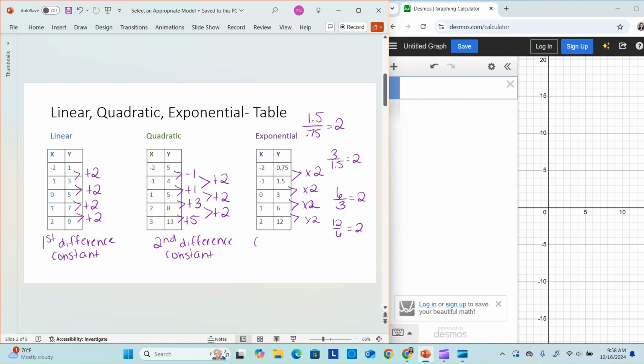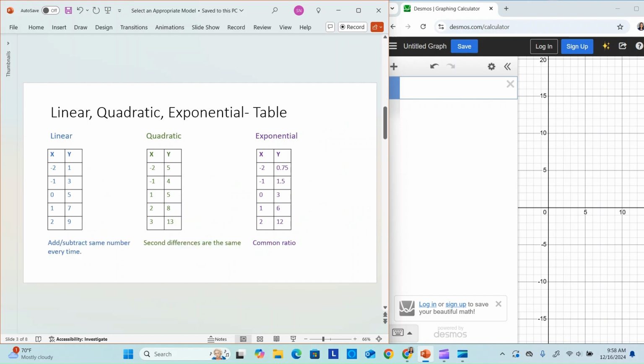So what happens in an exponential function is you have something called the common ratio, and that's what you'll see in those y values. You'll see three different patterns when you're looking at linear, quadratic, and exponential functions. Just to summarize, in a linear, you'll be adding or subtracting the same number every time. Quadratic, the second differences will be the same. Exponential, you'll have a common ratio.